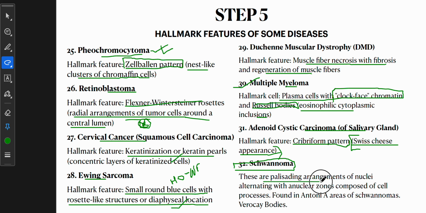And these are palisading arrangements of nuclei alternating with anuclear zones composed of cell processes. There are Antoni A areas and Antoni B areas, and there are Verocay bodies. So Verocay bodies, Antoni A areas, and Antoni B areas are typical features of schwannoma. So this is how we complete how to read our pathology slides, right?